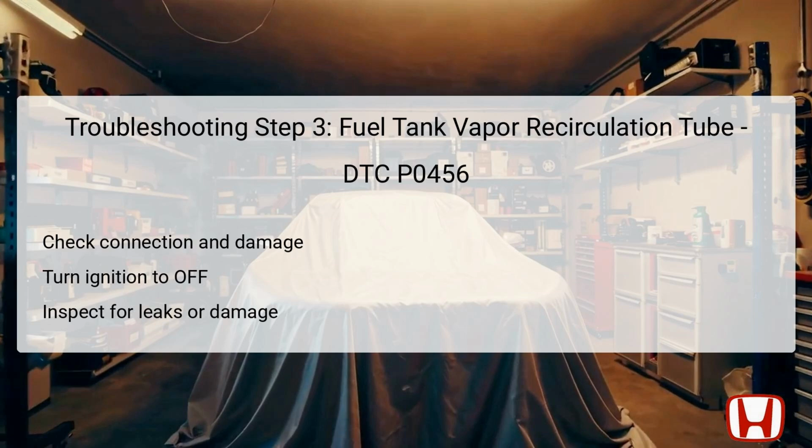A damaged or disconnected vapor recirculation tube must be replaced to restore proper function. Proper inspection ensures that the vapor path is sealed and functioning, preventing false leak indications. Addressing issues here can resolve leaks originating from the vapor recirculation system.